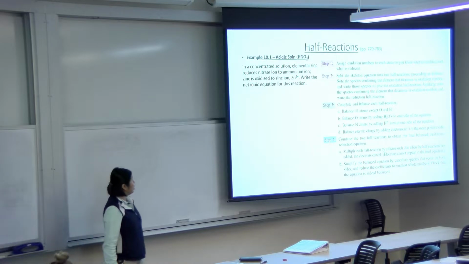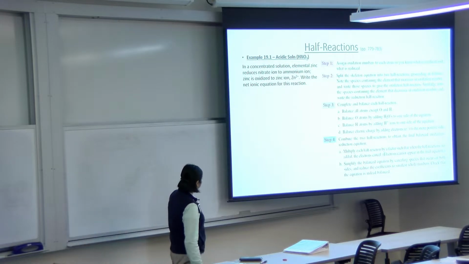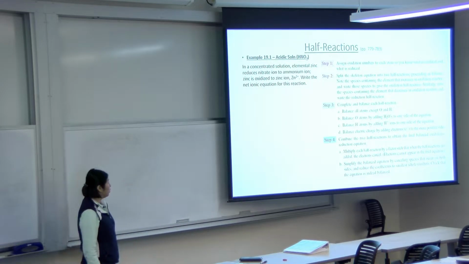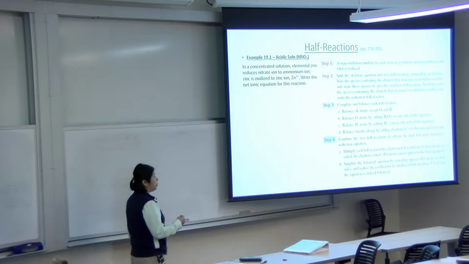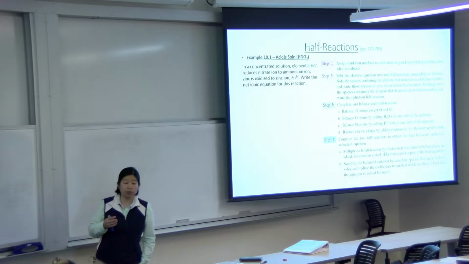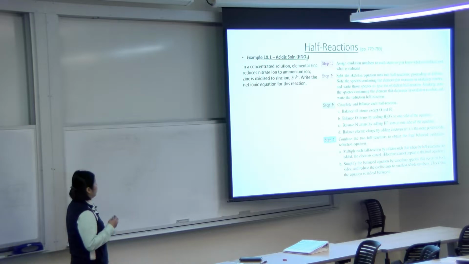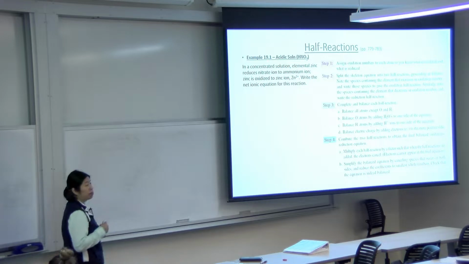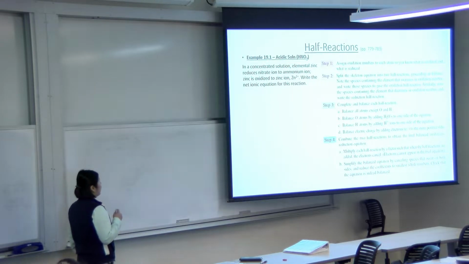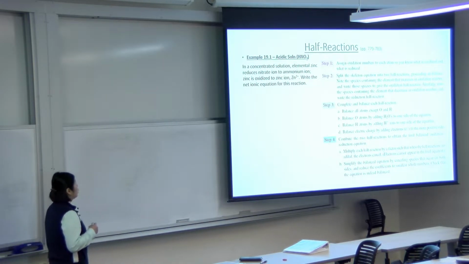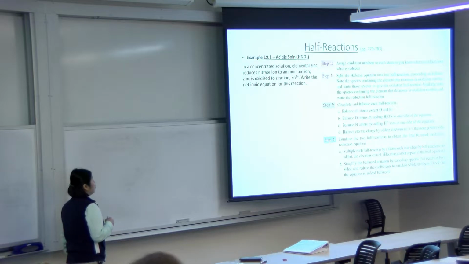All right. So let's look. And this is how a lot of the problems will be given to you as word problems. Okay? You will have to write the equation and then balance. So in a concentrated solution, and in all of these problems, when you see the word solution, you should assume it is an aqueous solution. Okay? So you have an aqueous concentrated solution. You're going to put in elemental zinc. It reduces nitrate ion to ammonium ion. Okay? So write the net ionic equation for this reaction.